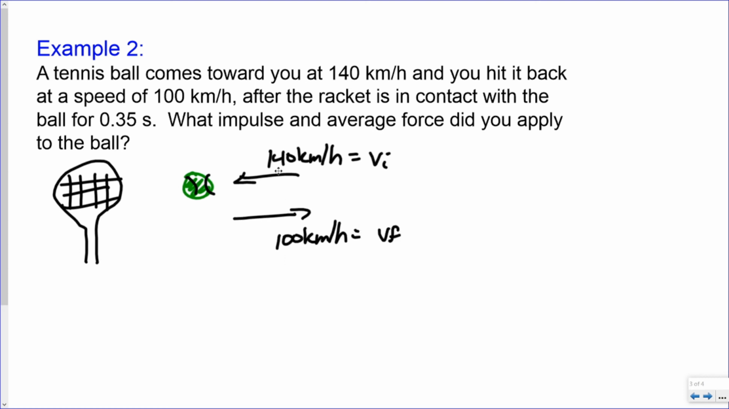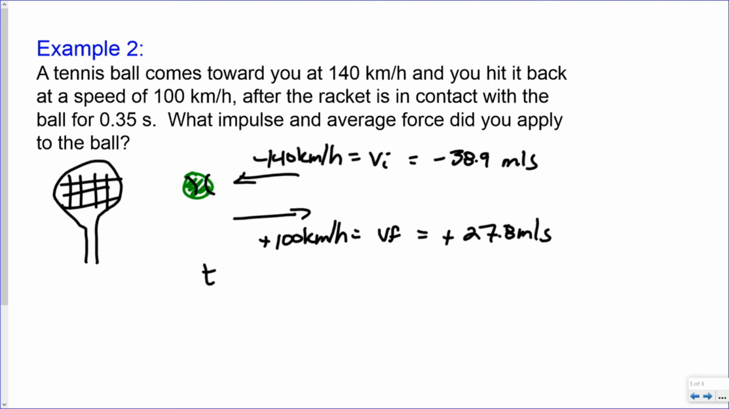We have to actually be careful. These are in opposite directions, so we need to decide which one's positive and which one's negative. Let's say coming in is negative and this way is positive. In both cases, we should convert to meters per second, so divide by 3.6. This will give me negative 38.9 meters per second, and this one will give me positive 27.8 meters per second. We do have to pay attention to these positives and negatives.